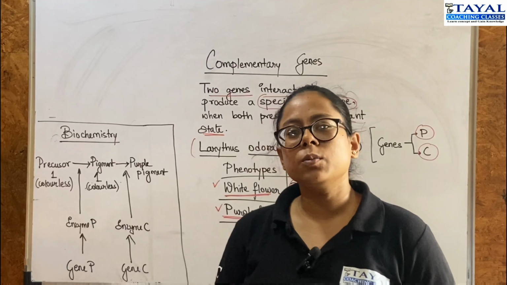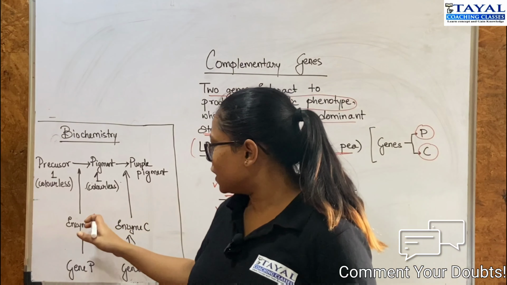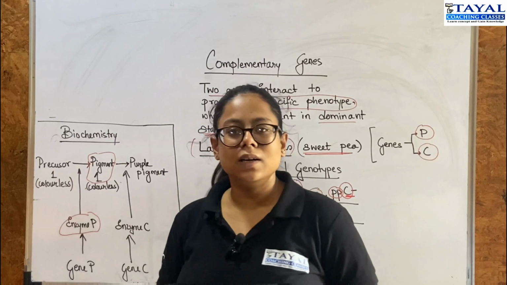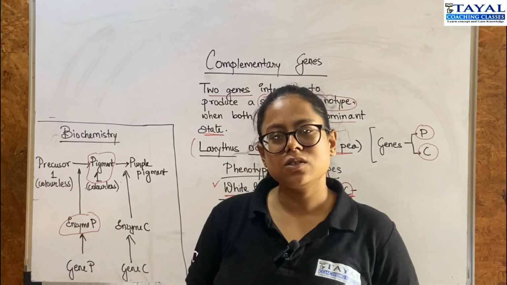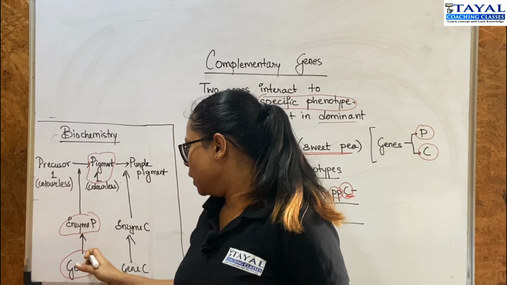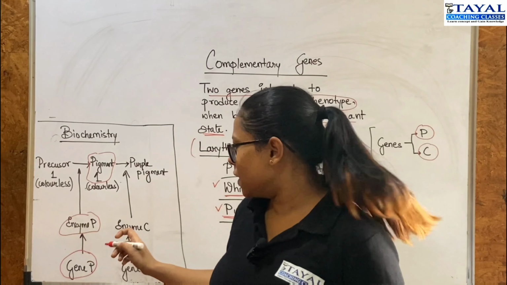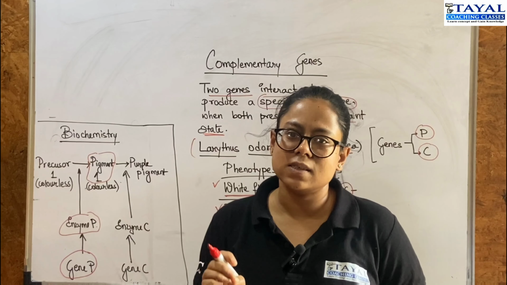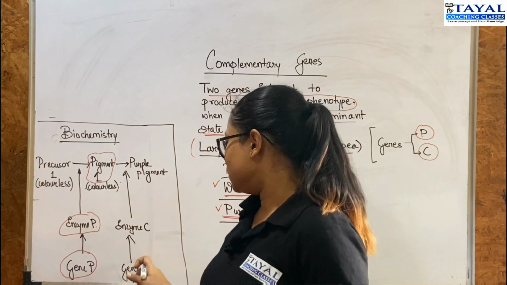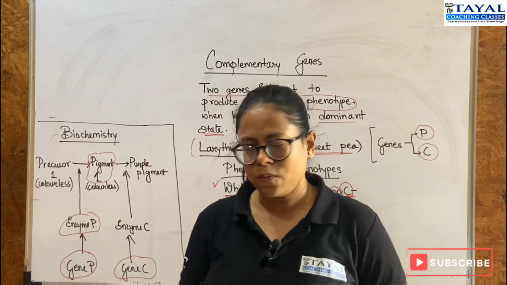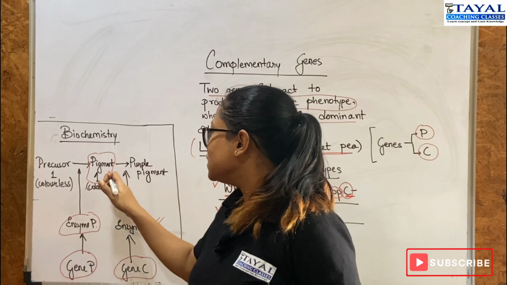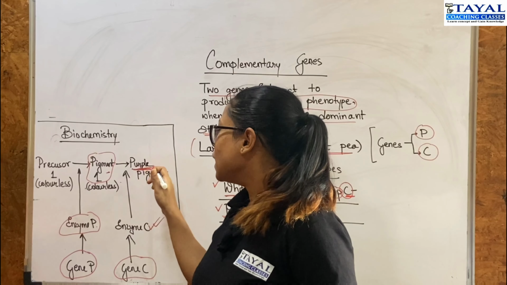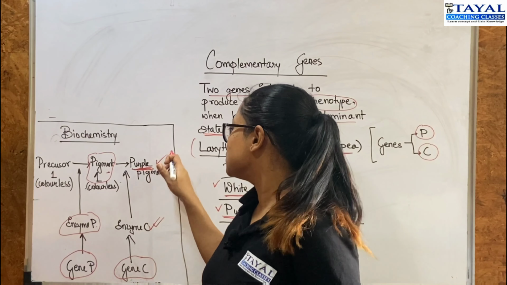They figured that there must be a precursor pigment which is colorless, which is enzymatically acted upon to make one pigment, which is the white or the colorless pigment. And this particular reaction is triggered by the expression of gene P. So when gene P expresses itself, it produces enzyme P, which converts the precursor into pigment 1, which is colorless. Only in the case when gene C is also expressing itself and producing the enzyme C, will this particular pigment get converted into a colored, purple colored pigment. And that is when you will be able to see the purple flowers.